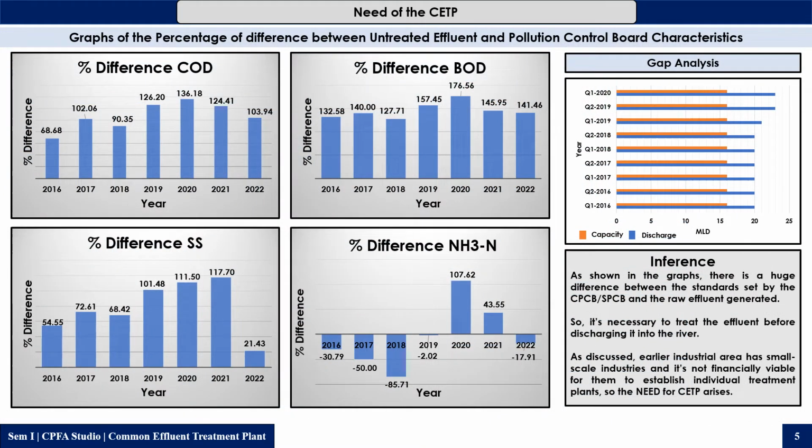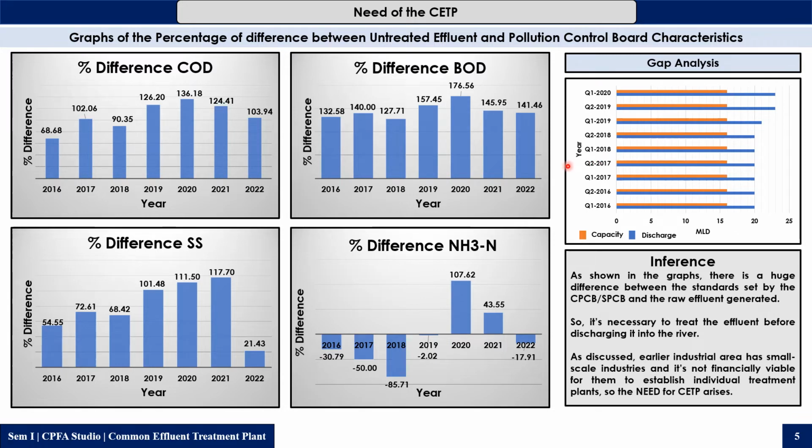So now moving further to the need of the common effluent treatment plant, we have carried out the gap analysis. After carrying out the gap analysis, we found out that the existing common effluent treatment plant has a very small capacity compared to the discharge of the industries. So it suggests that a new common effluent treatment plant is needed.